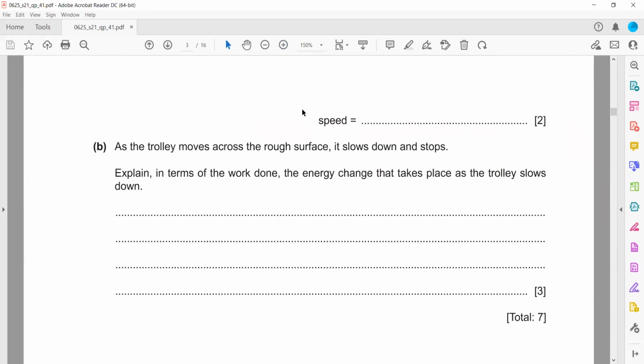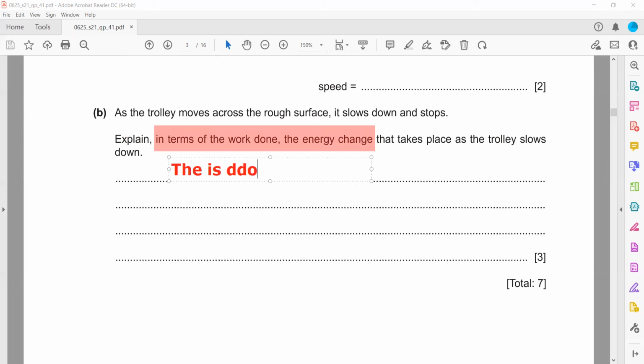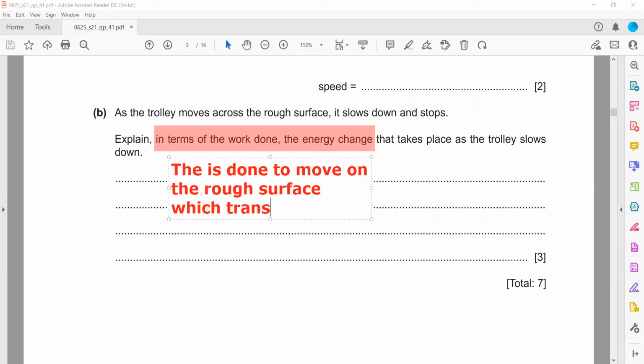Then as the trolley moves across the rough surface, it slows down and stops. Explain in terms of work done and energy change. Again, this is a straightforward question, but the student did not use the term energy, like which forms of energy are produced. So basically the work is done to move on the rough surface, which is transformed into kinetic and heat energy.